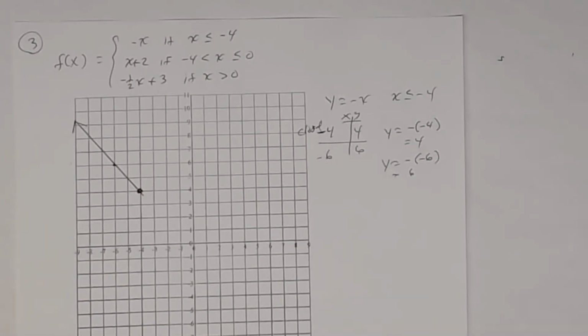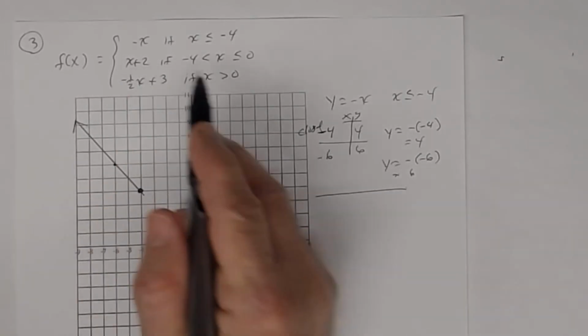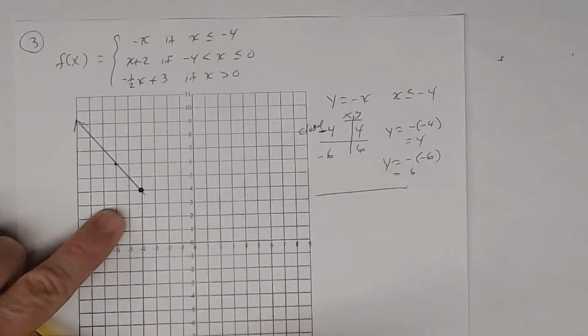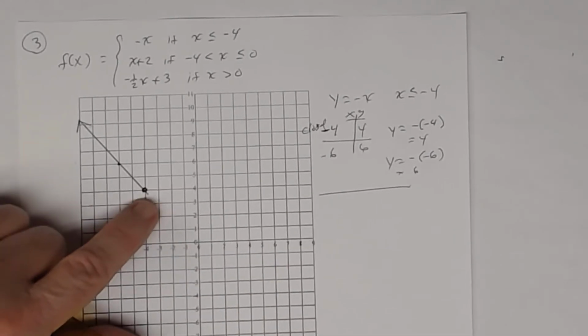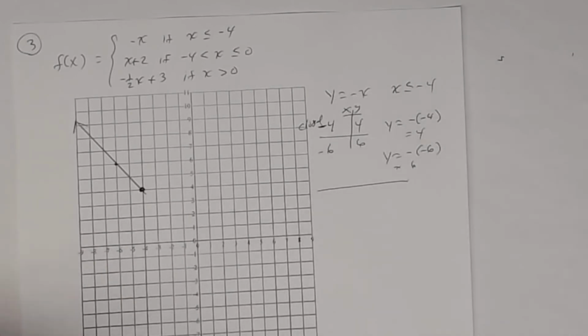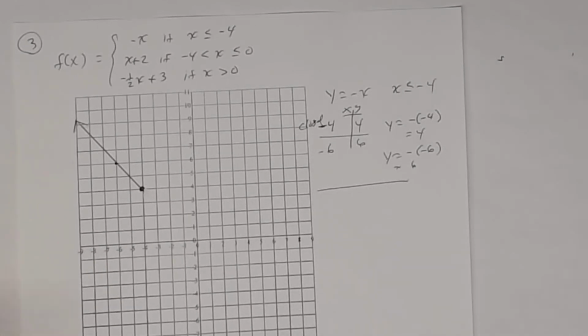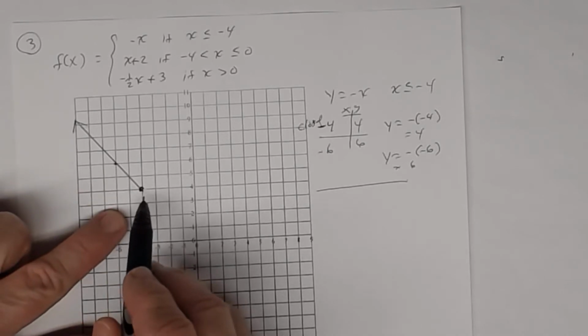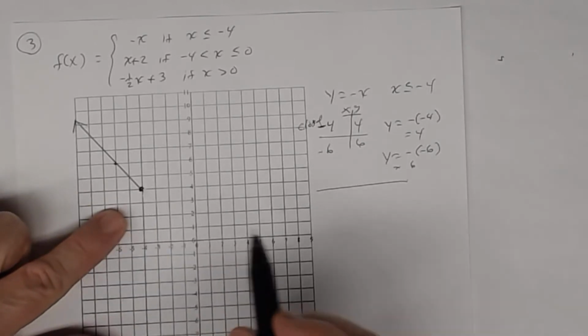All right, you see right here? Now let's do the next one. Make sure the graph stops at that closed circle. It's got to stop at the closed circle. So if you're using a pencil, just go ahead and erase it. I just went ahead and liquid papered it. All right, let's get the next one.